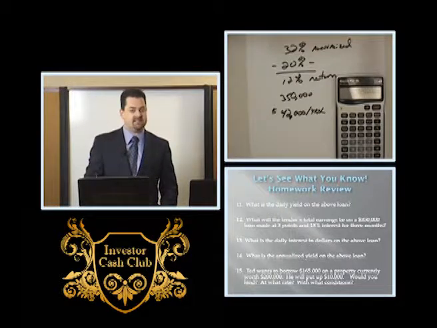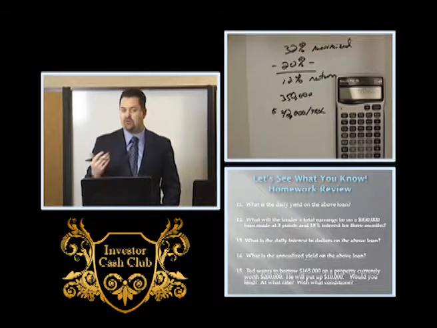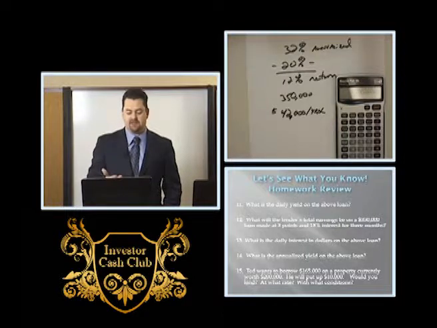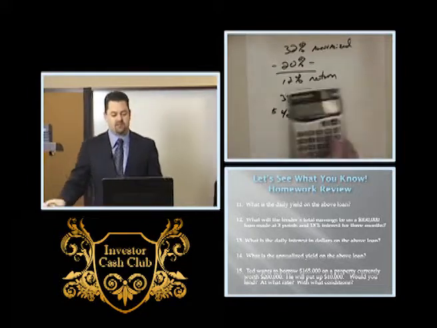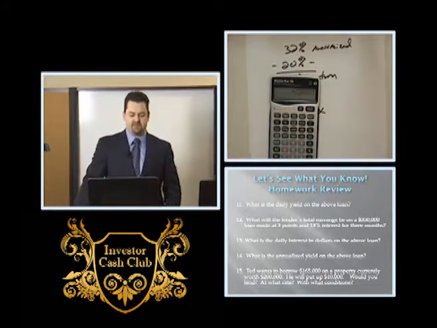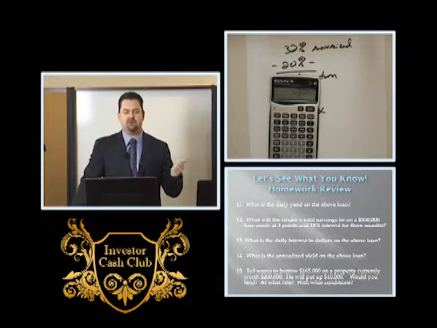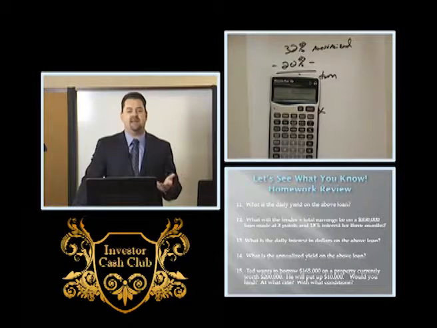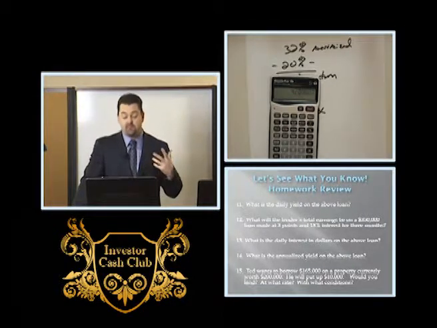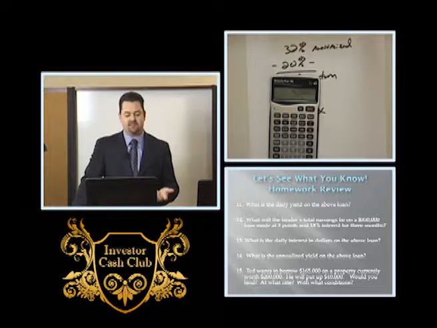So he wants to borrow $165,000 on a property currently worth $200,000. He will put up $10,000. Would you lend, at what rate, and with what conditions? I've got a couple questions on this loan for Ted. My first question is: is this a purchase deal or a refinance transaction? If it's a purchase, I don't have a purchase price, and I can only lend 65 cents on the dollar of the purchase price. But if this is a refinance, then I can lend 65% on $200,000.